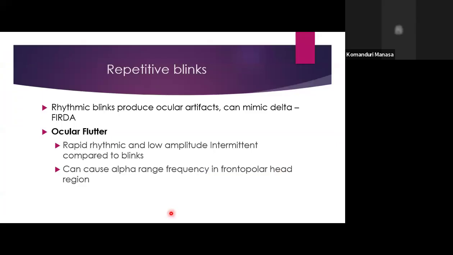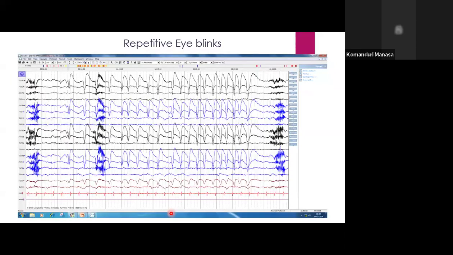When there is a repetitive blink, sometimes the rhythmic blinks can produce ocular artifacts that can mimic delta, like FIRDA, frontal intermittent rhythmic delta activity. So it is very important to differentiate between blink artifacts versus FIRDA. There is ocular flutter, which is rapid, rhythmic and low amplitude, intermittent compared to the blinks. It has a higher frequency compared to rhythmic repetitive eye blinks, and can cause even alpha range frequency in the frontopolar electrodes. So this is a repetitive eye blink.